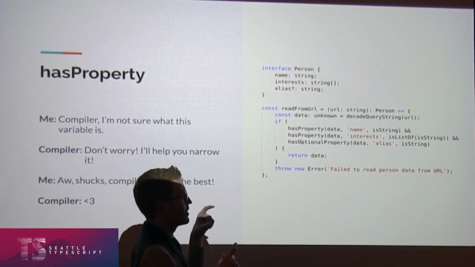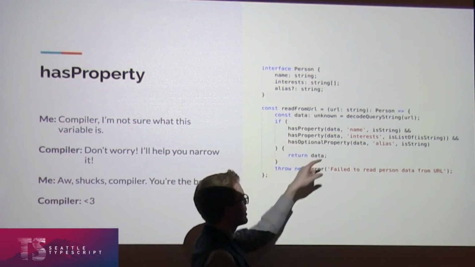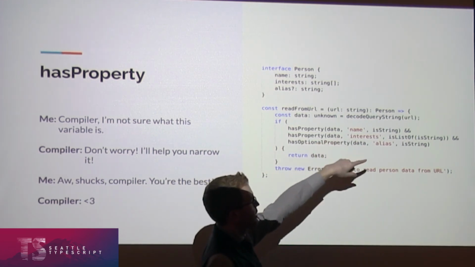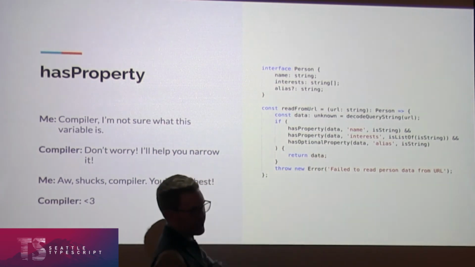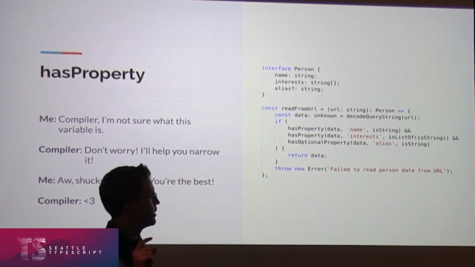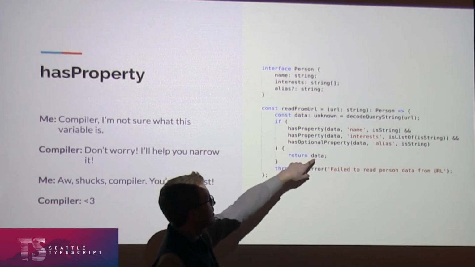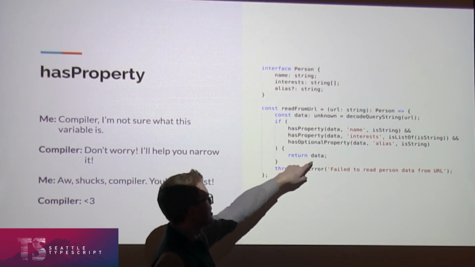Tyler? Which one is that? Intersection. It's a type intersection because it has a name colon string and interests colon string array and alias optional colon string. You've talked me into intersection. Yeah, because you think it's union. Union sounds right, but it's not. You want to say union, but don't.